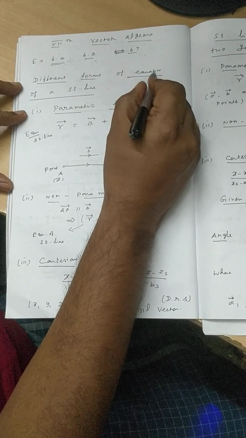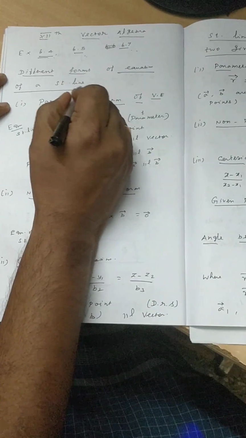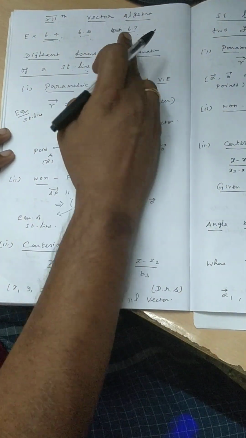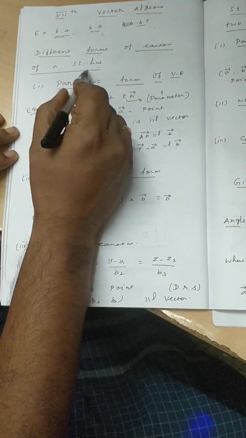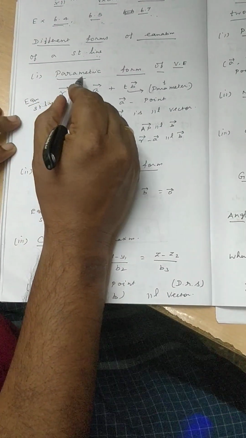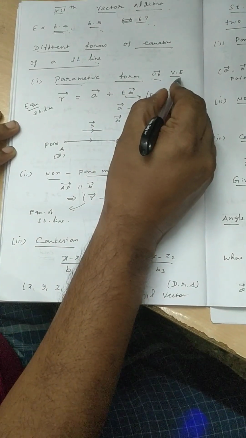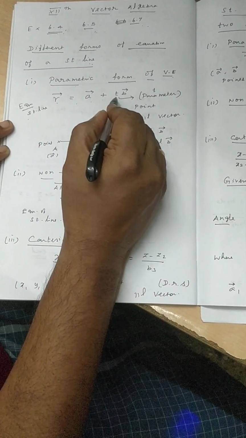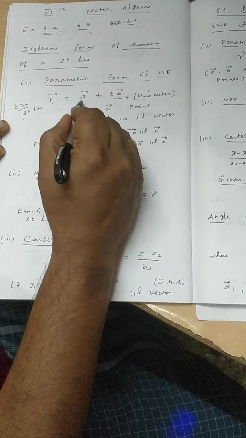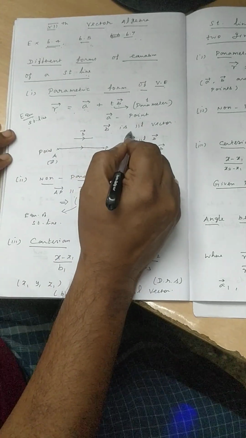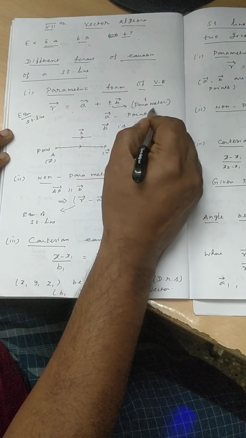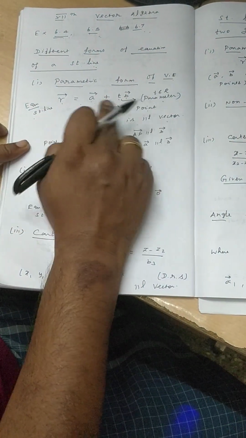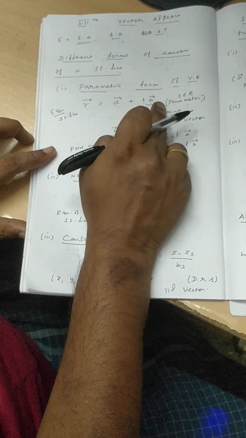In 6.4, the different forms of the equation of the straight line are in vector form, and next is the equation of the plane. First, the different forms of the equation of the straight line. The first one is the parametric form of the vector equation of the straight line: r vector is equal to a vector plus t into b vector. A vector is the point, b vector is the parallel vector, where t is the parameter, t belongs to R. This form is called the parametric form of the vector equation of the straight line.